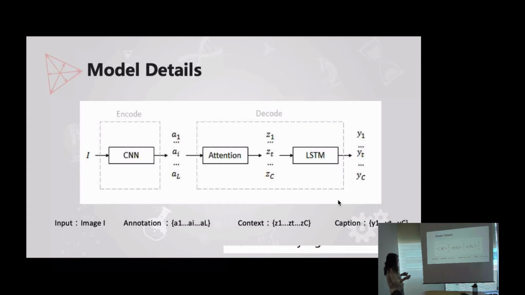So let's go back again. It's very simple and straightforward. First we put the image into the CNN. We have the annotation vector of the image, denoted as a_i. Then we generate the attention, so each word corresponds to which part of a_i. Then we put all of this into the LSTM, and then we can get the caption.